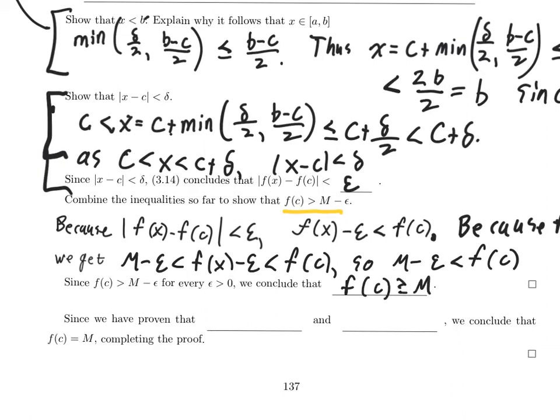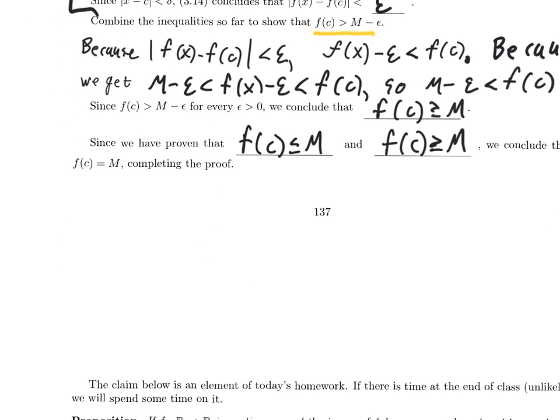So let's just tie it up. Since we have proven that f of c is less than or equal to m, and f of c is bigger than or equal to m, we conclude that f of c is actually equal to m, and that completes the proof.